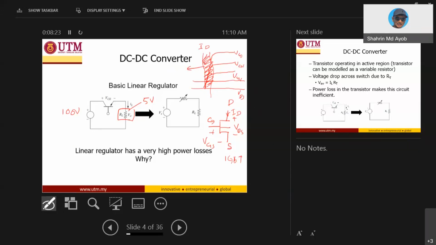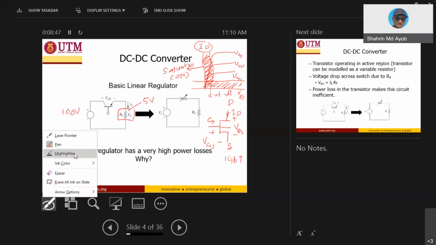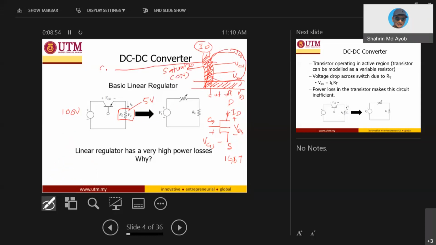Current flows. You have a current flow here. This one ID, meaning that there is a current. So this one is saturation, meaning that the switch is on, right? And this region, the current is almost zero. So this one is the cut off region, okay? And then another region is at the center, which we call the active region.